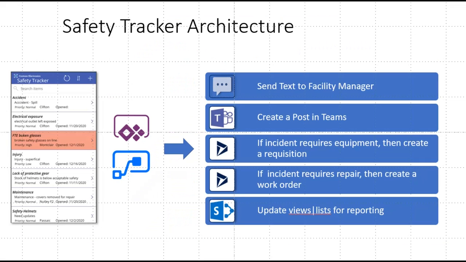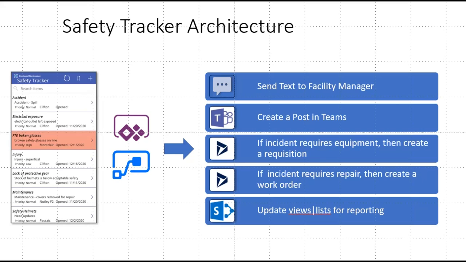Now that Pradeep has entered an issue in the app, let's see what happens behind the scenes. Using Power Automate, we have triggered several workflows. A text has been sent to the facilities manager. Whenever an issue occurs, we want to ensure all relevant parties are notified, and we are providing visibility and transparency. A post is created in Teams. This gives visibility to our coworkers and provides an opportunity for collaboration and knowledge sharing.